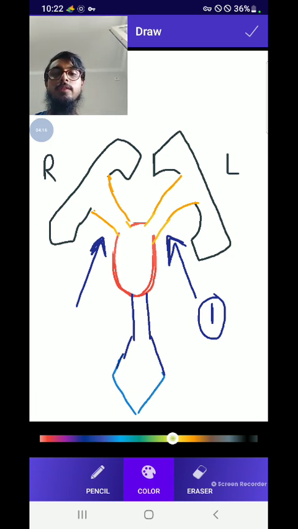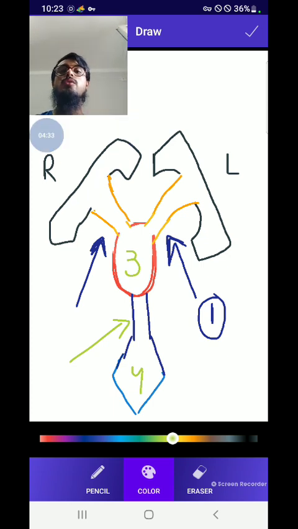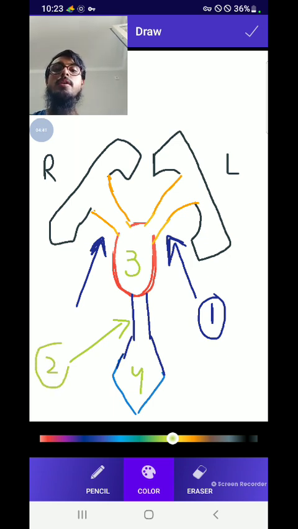Second one, number two, connects the third ventricle to the fourth ventricle. What is the name of this duct? This is the cerebral aqueduct, which connects the third ventricle to the fourth ventricle.